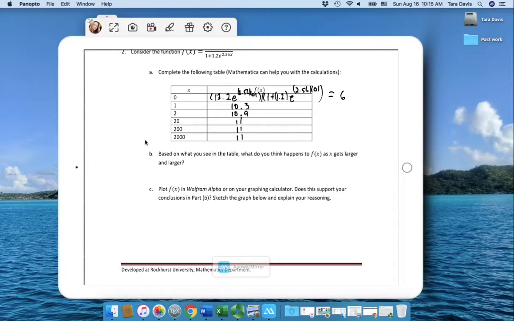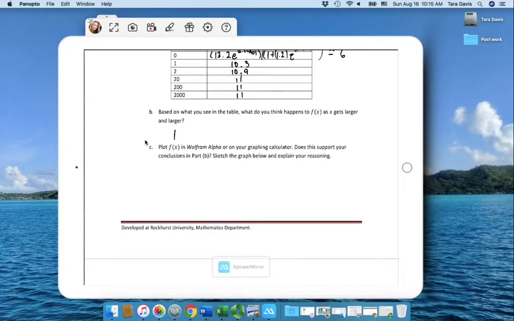So just based on what we see in this table, what do we seem to think is happening as x gets larger and larger? Well, it starts at 6, that's pretty far away. Then it quickly jumps to 10.9, and then even when x is 2,000, we're already at 11, 11, 11. So based on the table, I would guess that as x gets larger, y goes to 11. That sort of seems to be what's happening, right? And we should double check, using another method, that this is in fact what's happening.